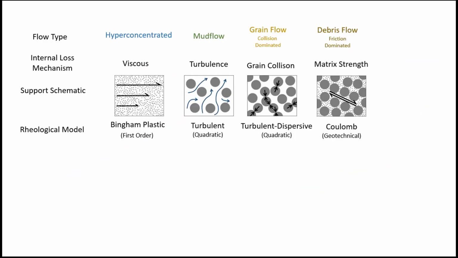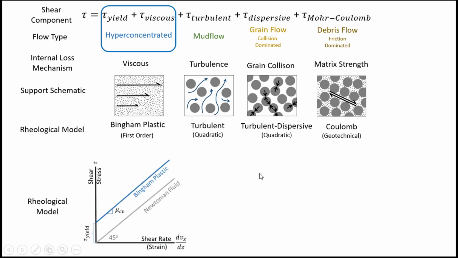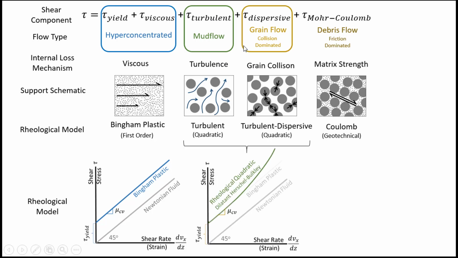All right, so let's look at how the rheological models tend to play out in our taxonomy. Basically, if you are in hyperconcentrated flow, you're definitely in Bingham plastic world, generally. If you are in the turbulent or dispersive regime, according to O'Brien, who did a lot of this work, you're probably going to be in the quadratic world. You're probably going to have a dilatant or shear thickening model. Now, I've not found that to be the case.